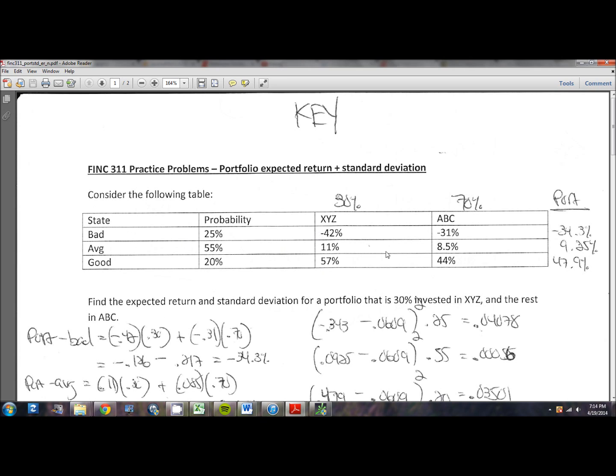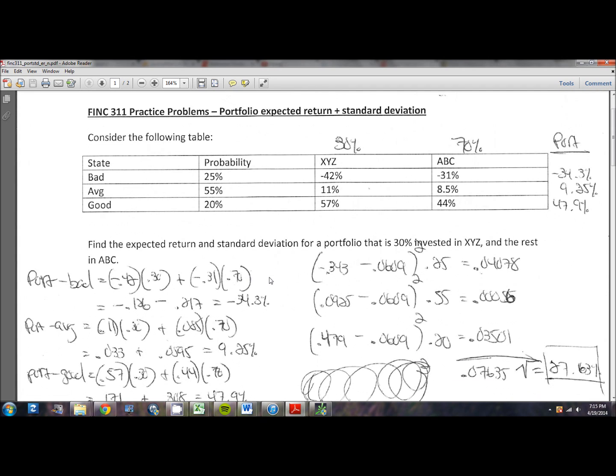So you have a scenario analysis table, and you are given that you have 30% of your portfolio in XYZ and 70% of your portfolio in ABC. Given all this information, what is the expected return and the standard deviation for this portfolio?